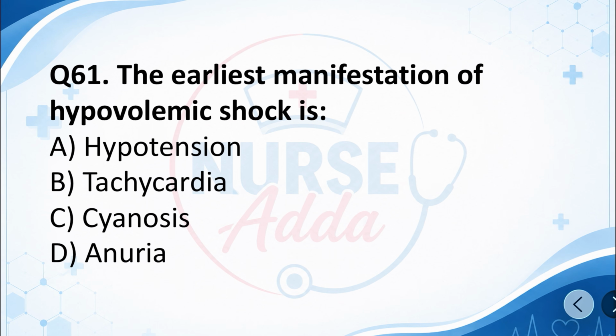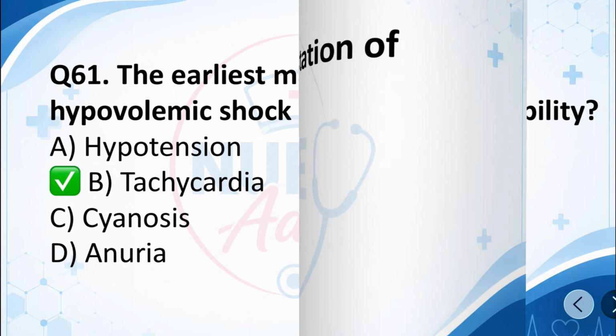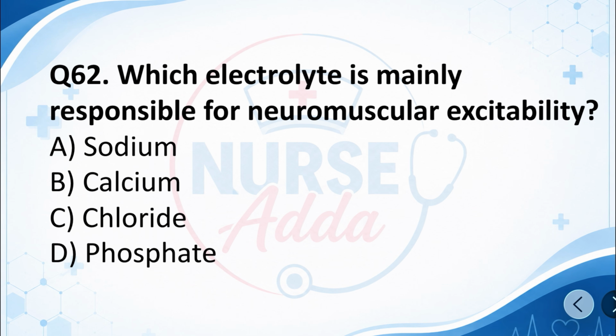Next one, the earliest manifestation of hypovolemic shock is. The right answer is option B, tachycardia. Next one, which electrolyte is mainly responsible for neuromuscular excitability? The right answer is option B, calcium.